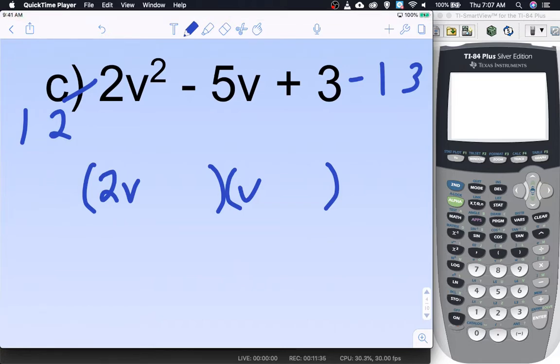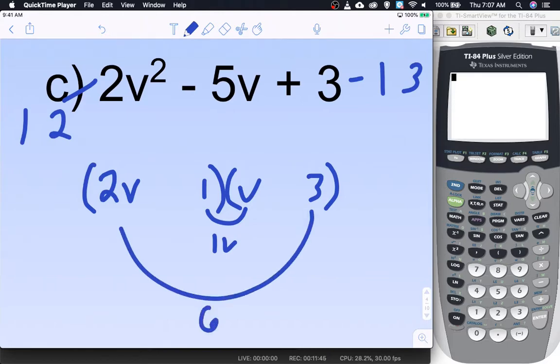So let's see. Well, let's just try 1 and 3. That's a 1v. That's a 6v. Can a 1v and a 6v make a 5v? Yes, and it's a -5, if the 6 is a negative and the 1's a positive.